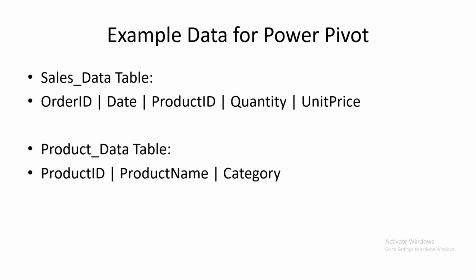Here's an example dataset. The first table is called sales data, which contains details like order ID, date, product ID, quantity, and unit price. The second table is product data, which contains product details such as product ID, product name, and category. By linking these two tables with the common column product ID, we can analyze sales by product or category.